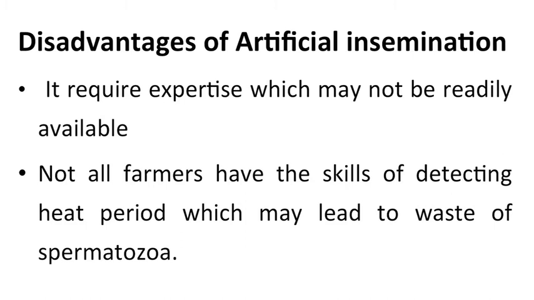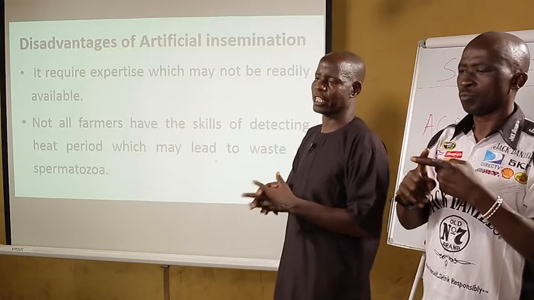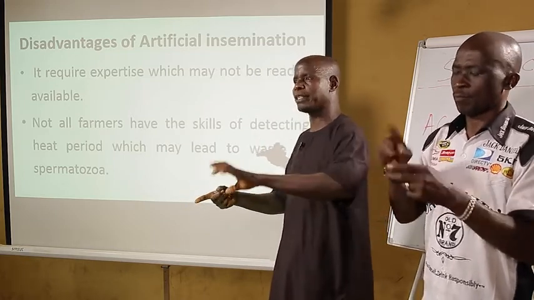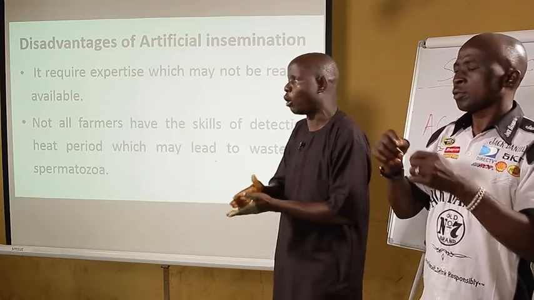2, not all farmers have the skills of detecting heat periods, which may lead to waste of spermatozoa. As I said earlier, you have to inseminate when the animal is on heat, because immediately after the heat period, ova or eggs will be produced for possible fertilization or pregnancy.